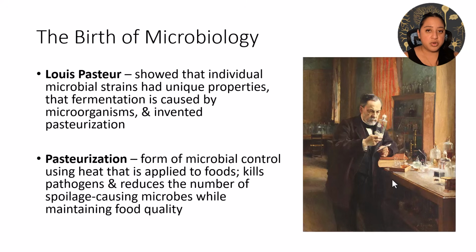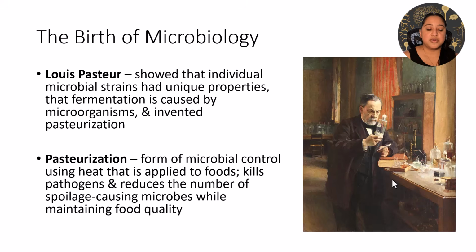And so another really important guy is Louis Pasteur. He showed that there are different strains of microbes, and they each have different unique properties. Even though they're all tiny, he noticed that they have differences, just like bats are different than birds and different than bugs. So even microbes have unique properties.